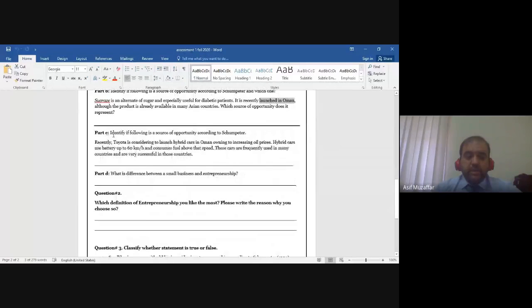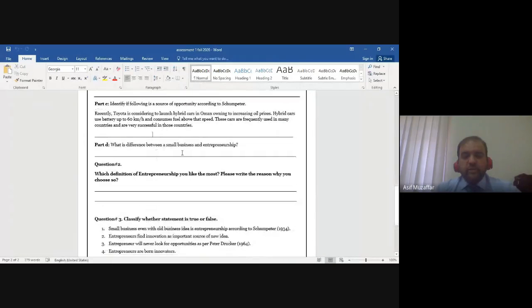Same, part C. Recently, Toyota is considering to launch a hybrid car in Oman. Hybrid cars use battery. They are frequently used in many countries. So that means it's already there. So this is also developing a new market. Some students wrote to develop a product from the old technology. I corrected it, but actually both of them are developing a new market for an existing product. Both of them were the same.